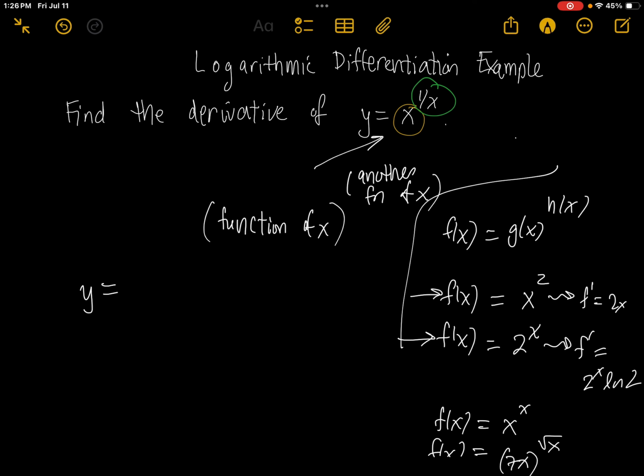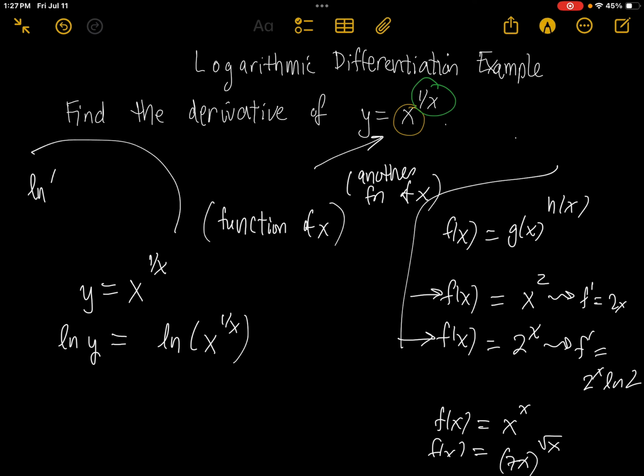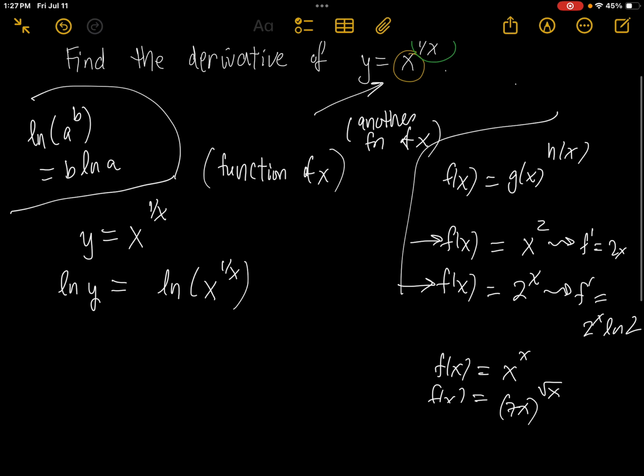So let's take the natural log. I'm just going to rewrite y as x to the 1 over x. Then I'm going to take the natural log of both sides. Now, hopefully you remember your facts when you have the natural log. If you have the natural log of a to the b power, that's the same as b times the natural log of a. So you may want to review that if you're unfamiliar.